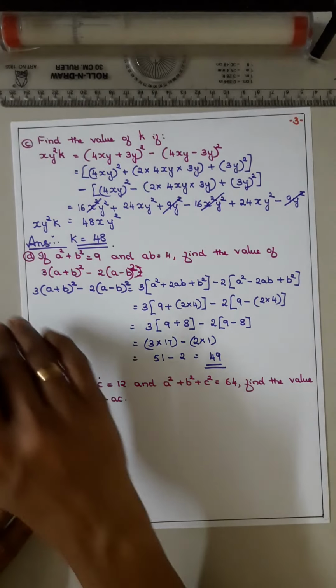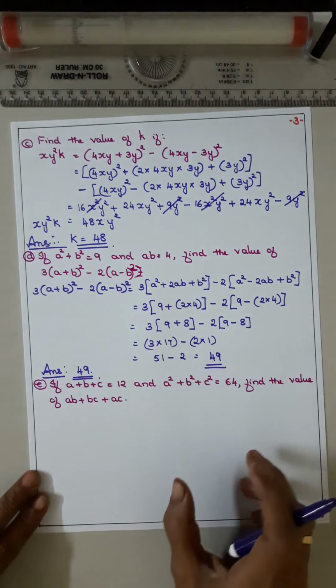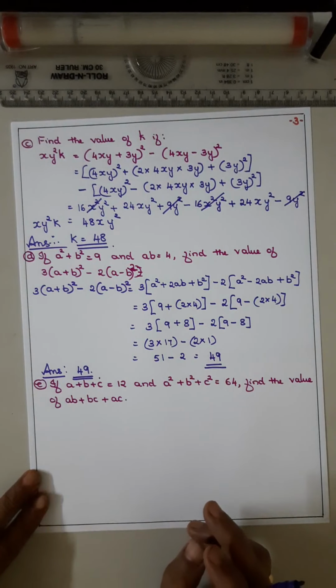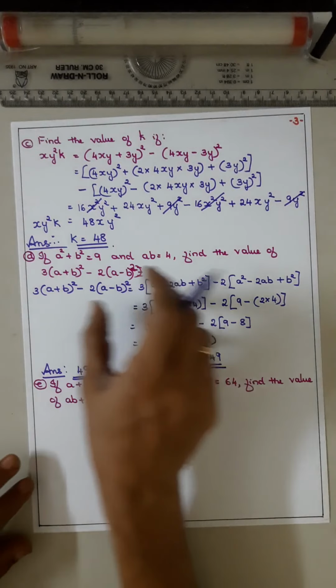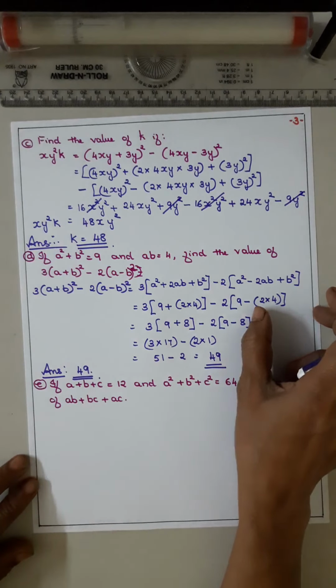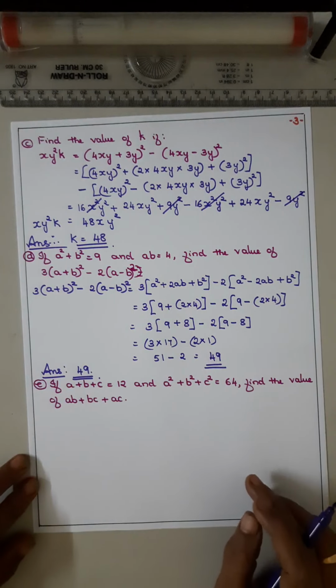Understood? First you open, write the identities, a plus b the whole squared, a minus b the whole squared. Write the identities, open it and then put the values.